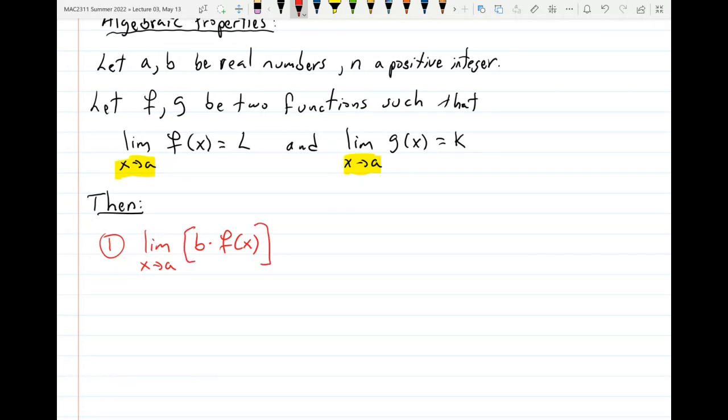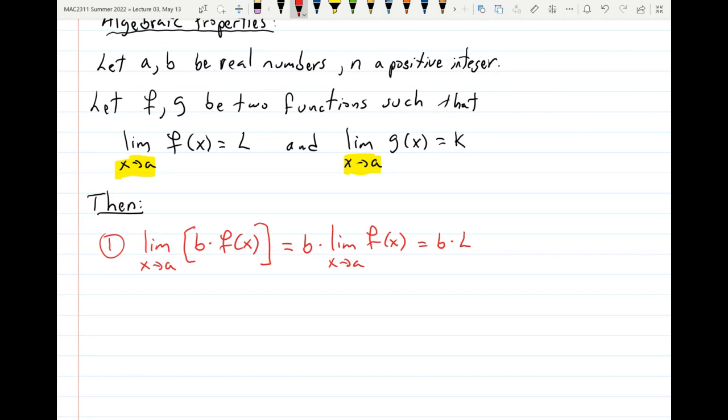The point is that if you take the limit of b times the function, we can actually take the constant out of the limit. So this is going to be the same as b times the limit as x approaches a of f of x, and therefore the answer will just be b times L. And this makes sense. Remember, the limit of f is equal to L. So we are saying that the values of f are close to L whenever x is close to a.